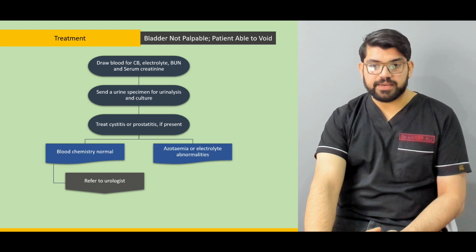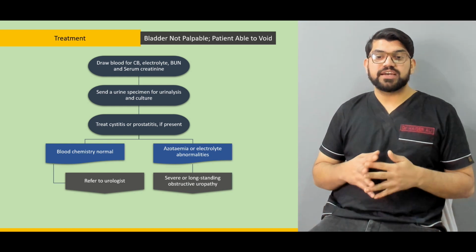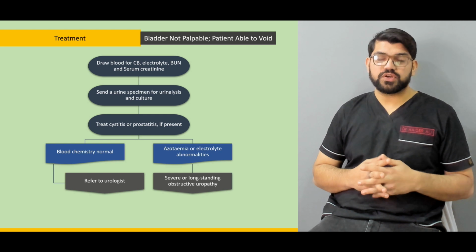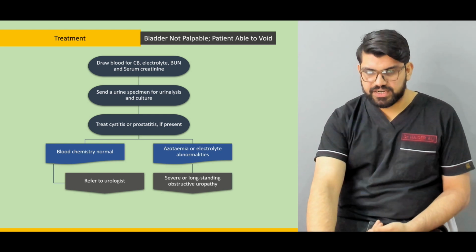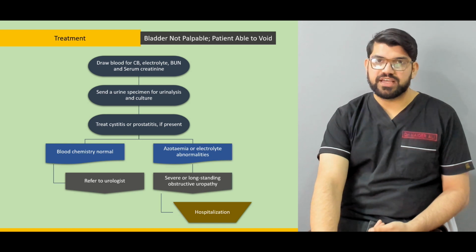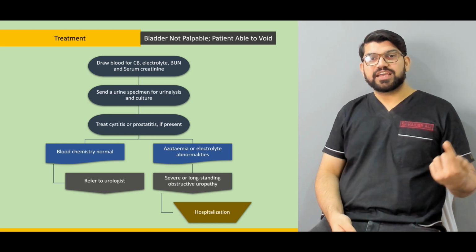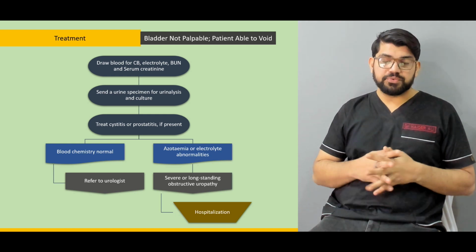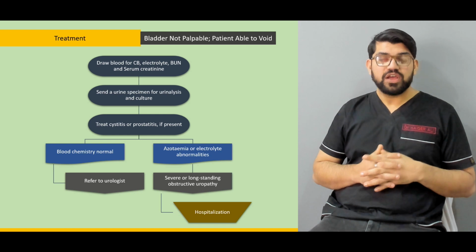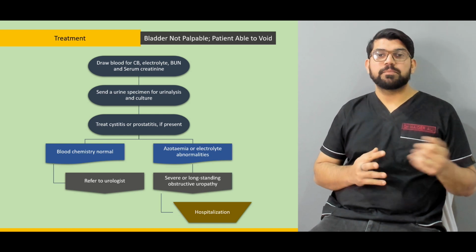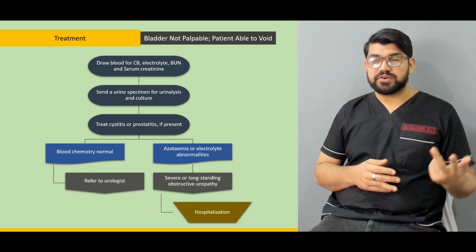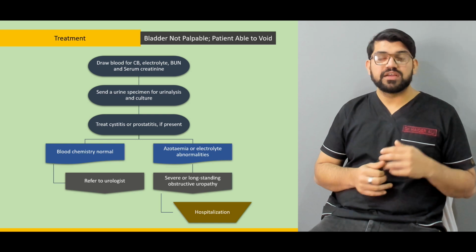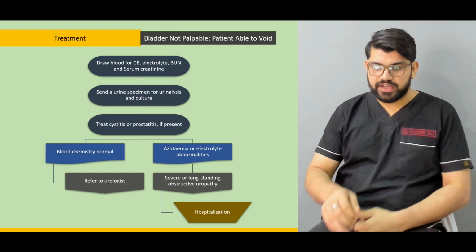Azotemia or electrolyte abnormalities, severe or long-standing obstructive uropathy, this patient needs urgent urology consultation, or patient might need hospitalization and urgent dialysis if required. What are the indications of patients presenting to you with anuria and signs of acute kidney injuries? Who needs dialysis? Patients with severe metabolic acidosis, increased creatinine levels, hyperkalemia, despite the medical or chemical treatment, should be proceeded for dialysis.